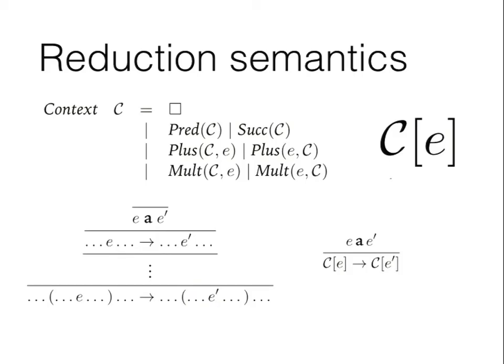So I have to tease apart what this means. But if you've got some expression in some context C, and that expression reduces by the axioms here, then I can reduce the whole expression, keeping the context the same. So what this notation means is you've got some expression that is composed of a context with some expression inside the hole of it.